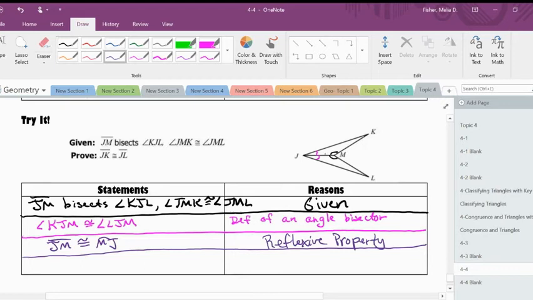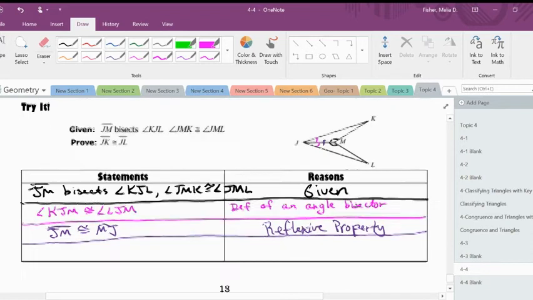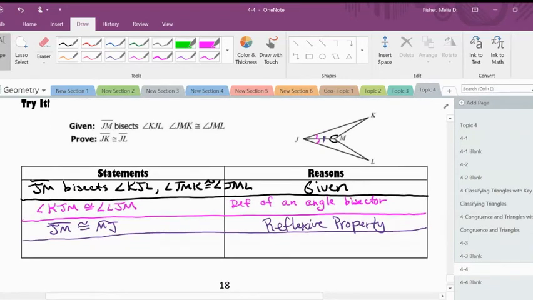Let's mark that on there. Looks like we have an angle, side, angle congruency. So I'm going to state that triangle KJM is congruent to triangle LJM, and that is by the angle side angle congruency theorem.